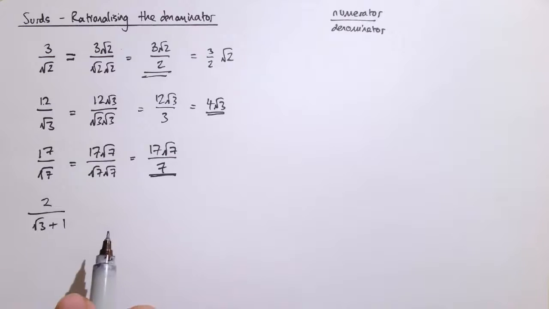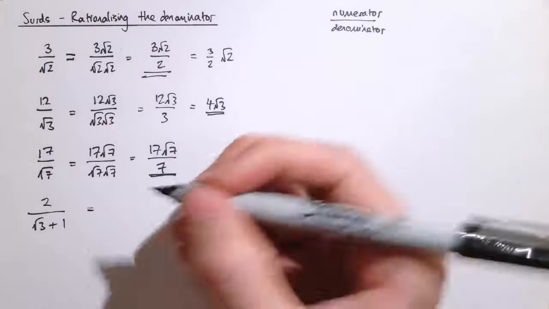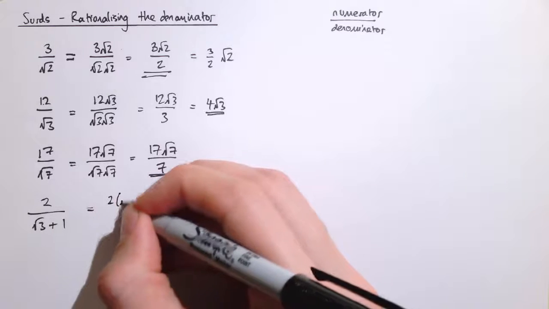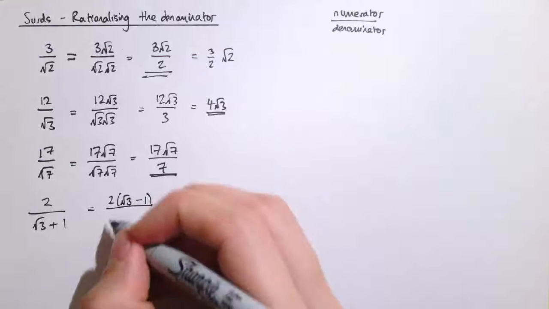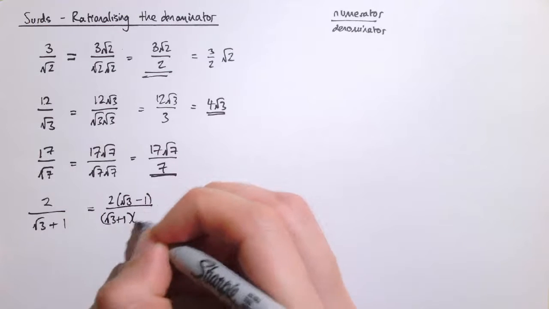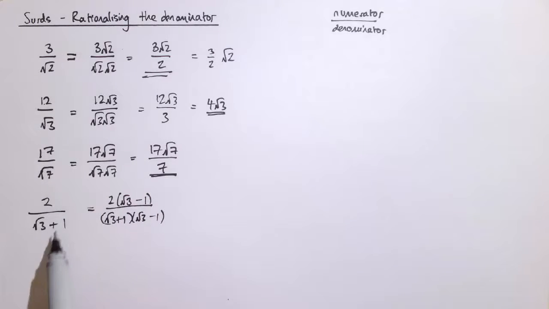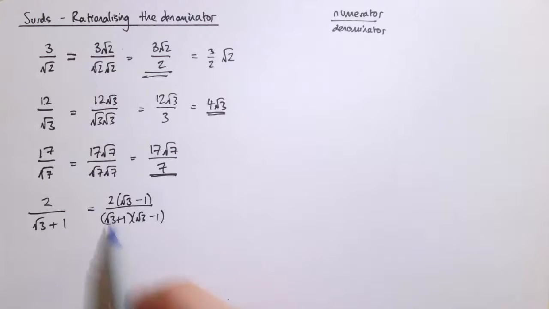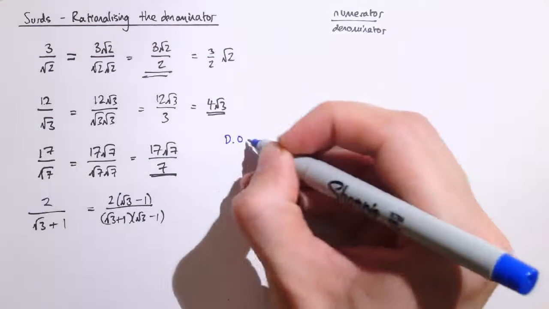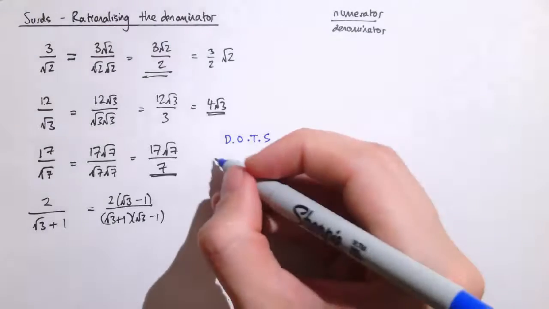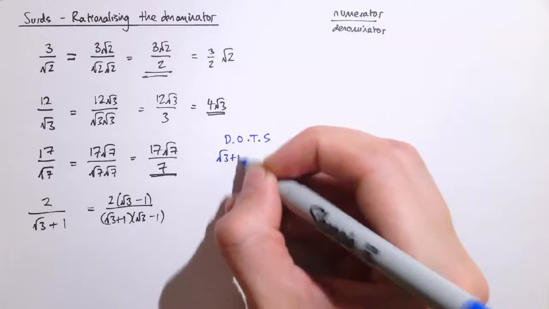If you've watched the video on multiplying surds, you'll know about the difference of two squares types of expressions, and that's what we're going to use here. So I'm going to multiply numerator and denominator by the square root of 3 minus 1, and the bottom becomes the square root of 3 plus 1 times the square root of 3 minus 1. Essentially I've just taken the expression here and turned the plus into a minus. If it was a minus, I'd have turned it into a plus, and that's the thing that I multiply by. The reason that works so nicely is that this denominator is a difference of two squares expression, DOTS for short.